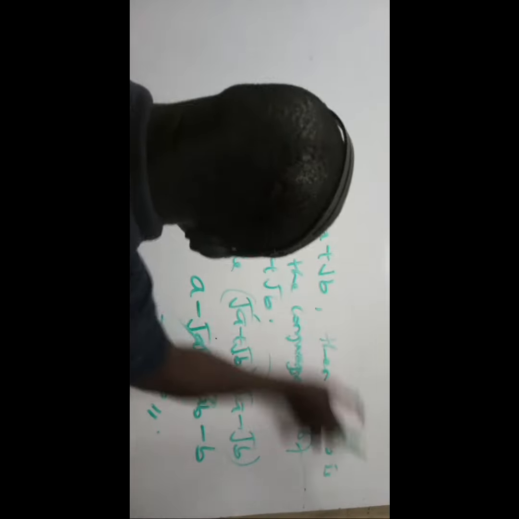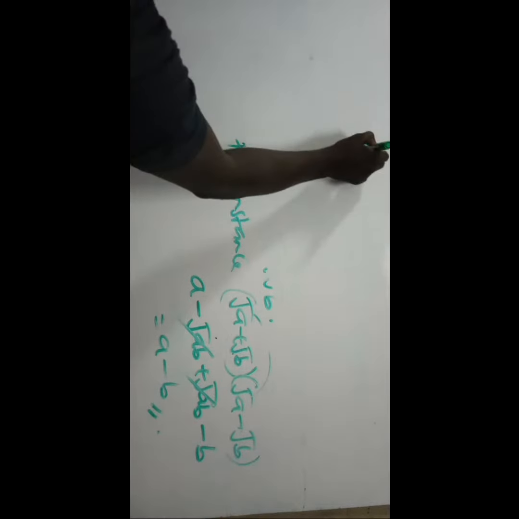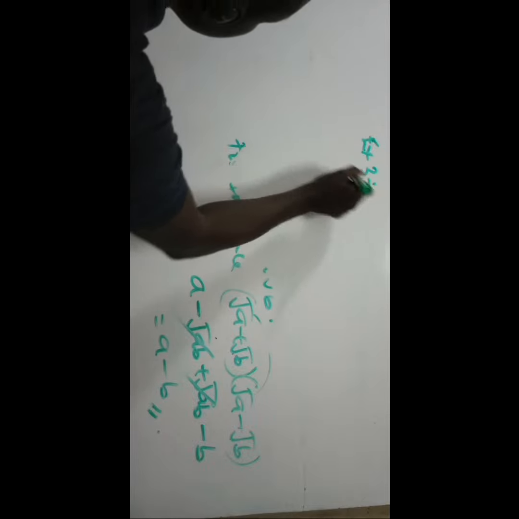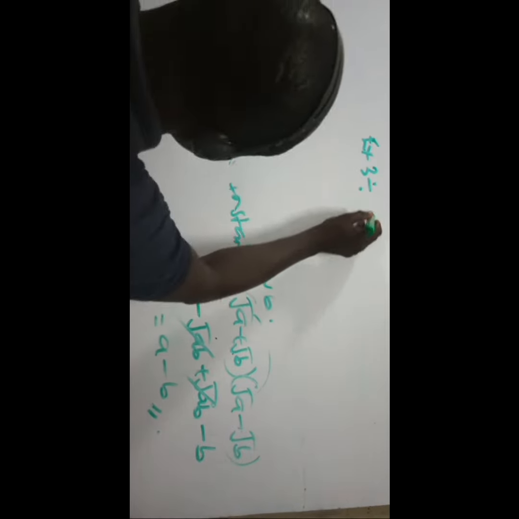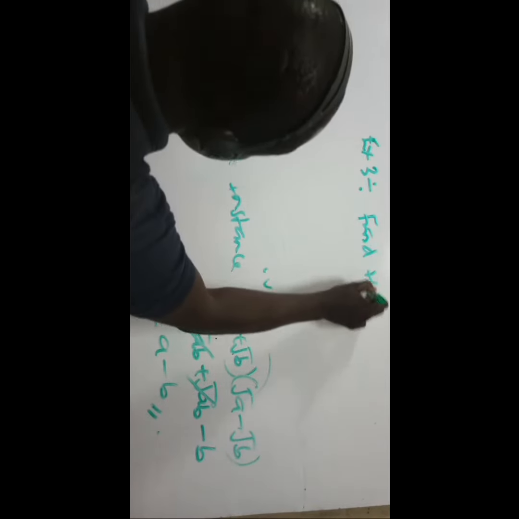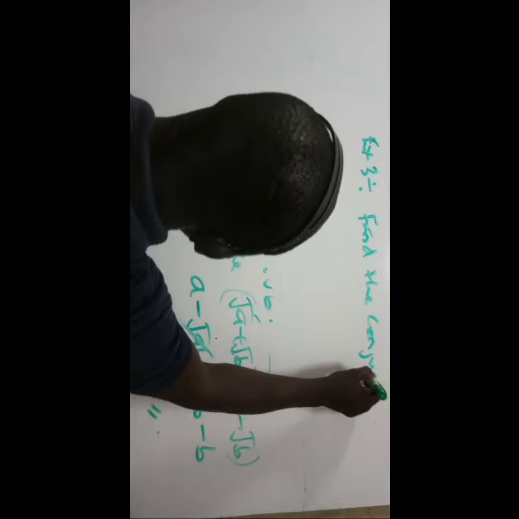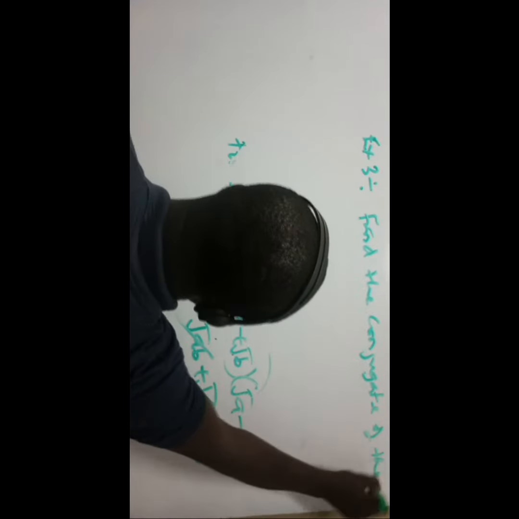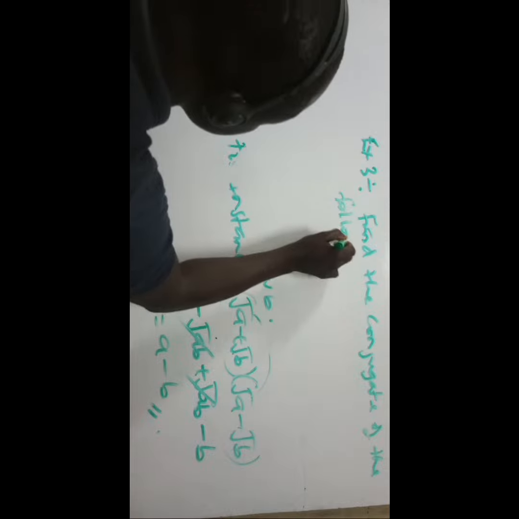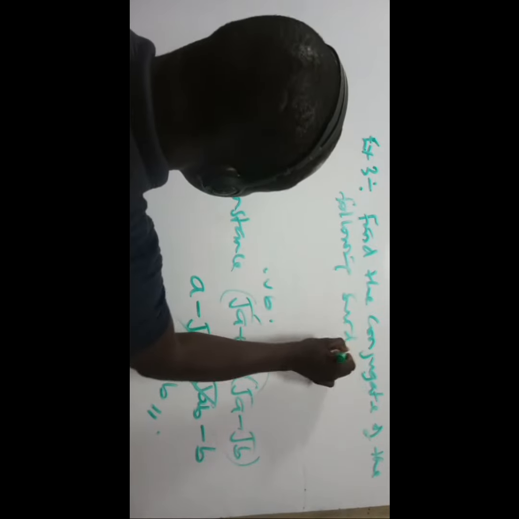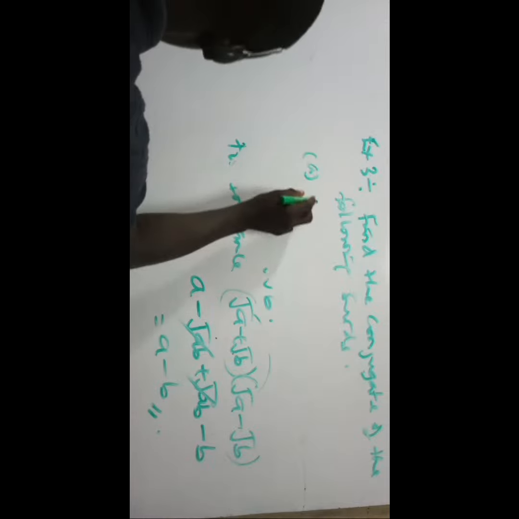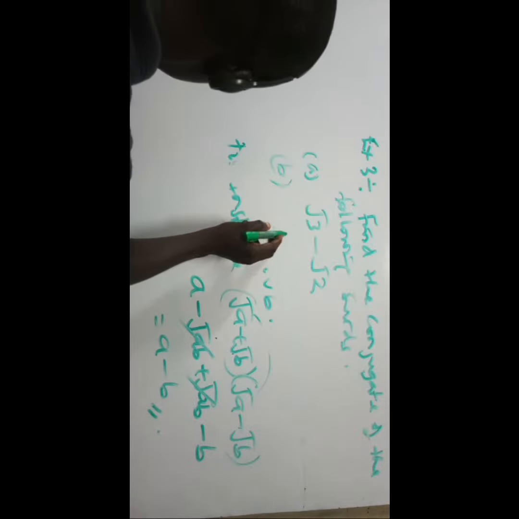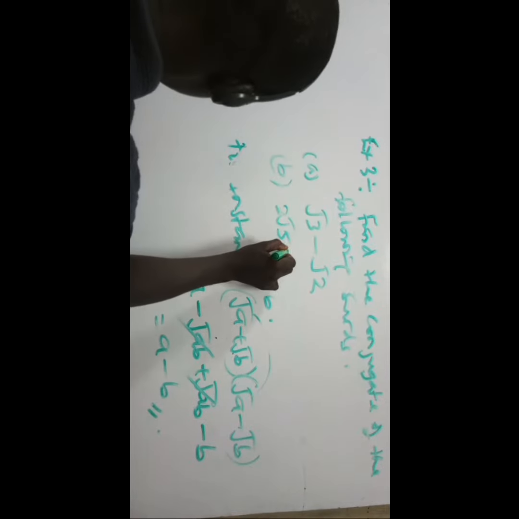Let's just take maybe 2 examples under conjugate surd. You can be asked to find the conjugate, or write down the conjugate of the following surds. So let's say (a) you are given square root of 3 minus square root of 2. Then (b), the other one, we are given 2 square root of 5 plus 3 square root of 3.